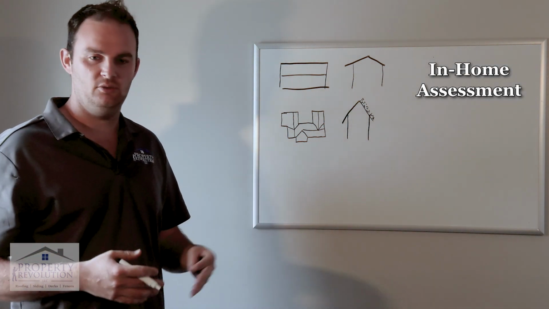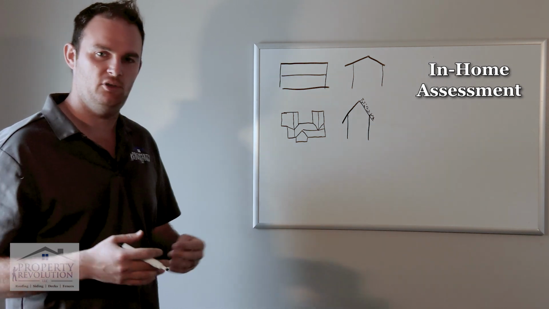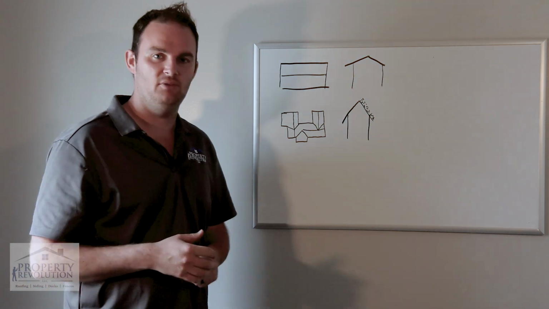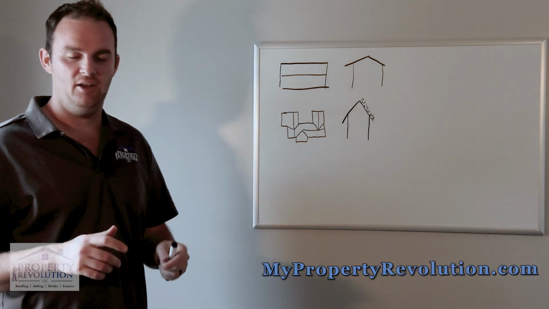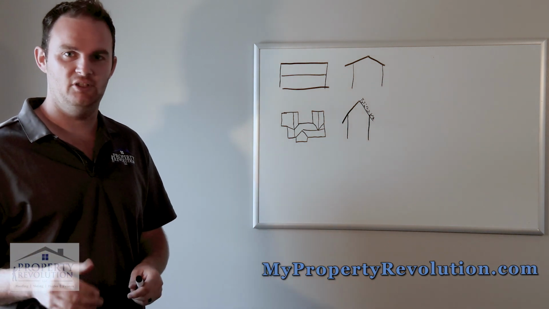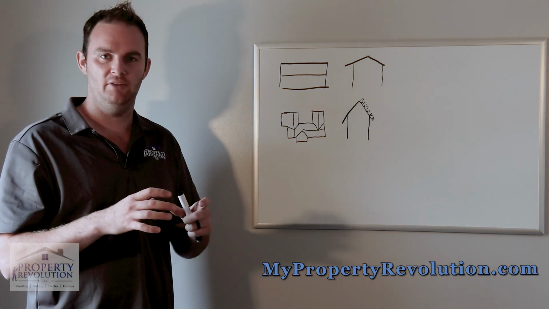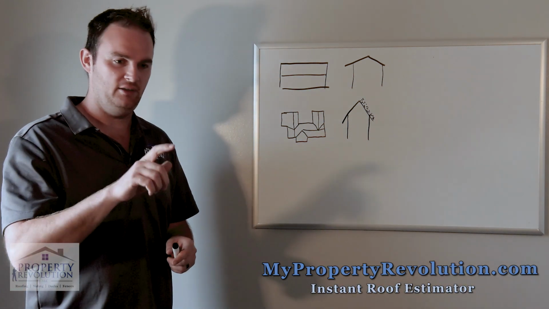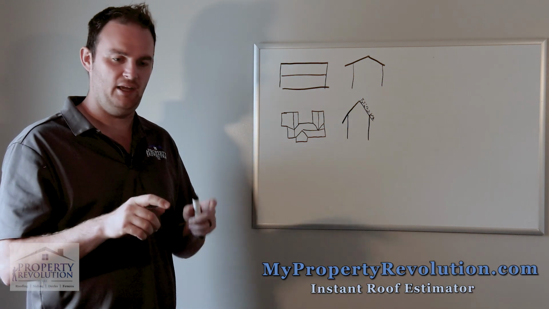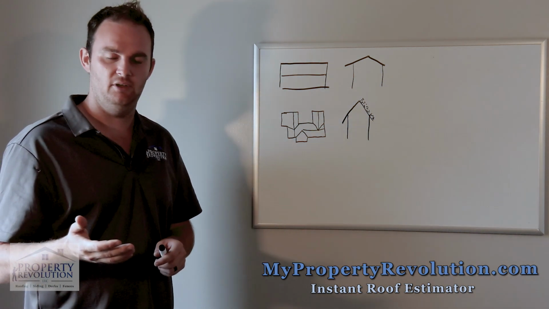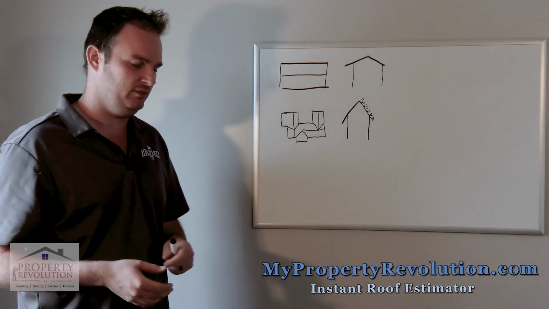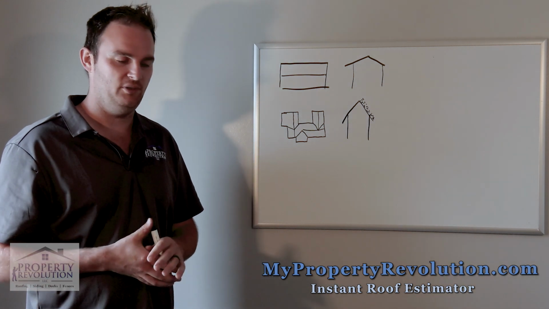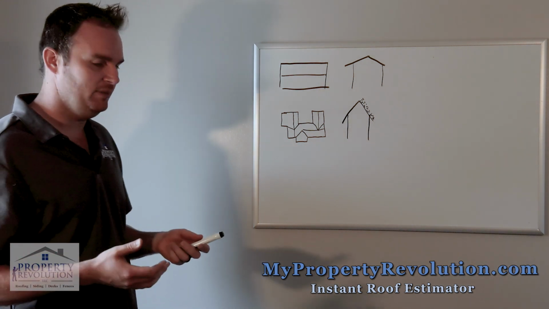But for today's conversation, we're talking about how to get more to a budget number and know what your roof approximately is going to cost you. One easy way to do that is you can go to our website, www.mypropertyrevolution.com, and we've got a little interactive tool on there called the Instant Roof Estimator. You can outline the footprint of your house, answer a couple of questions, and it will give you a rough estimate with several different shingle options. It's a great way to get a budget idea for your roof replacement, or you can do the math yourself.